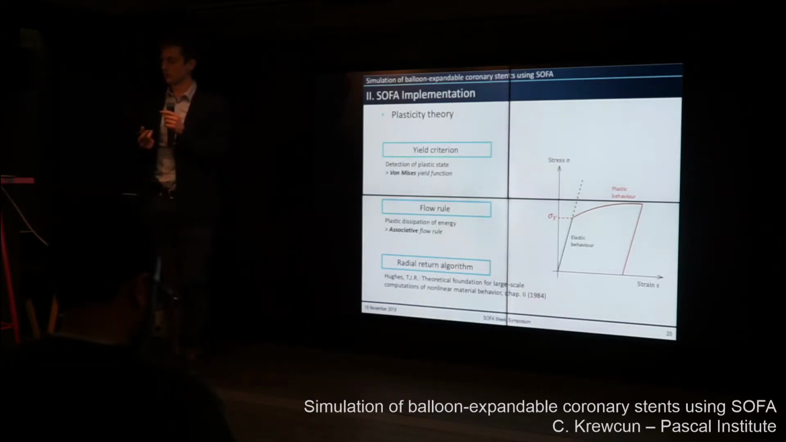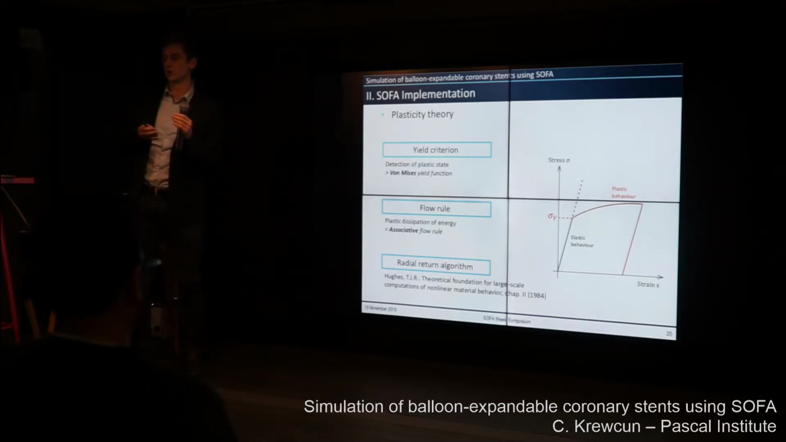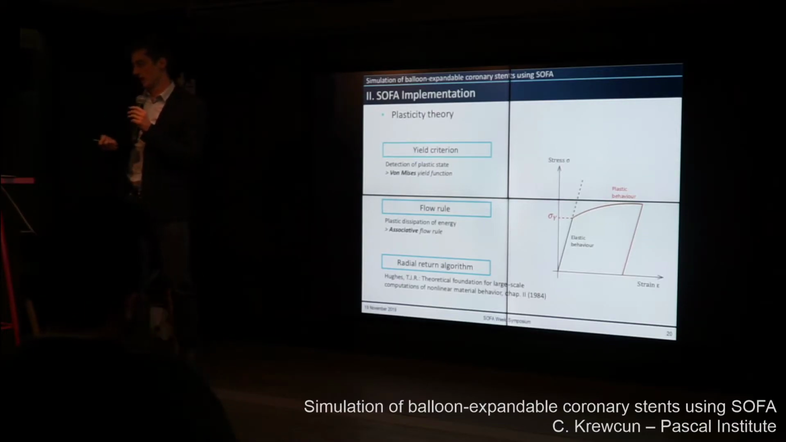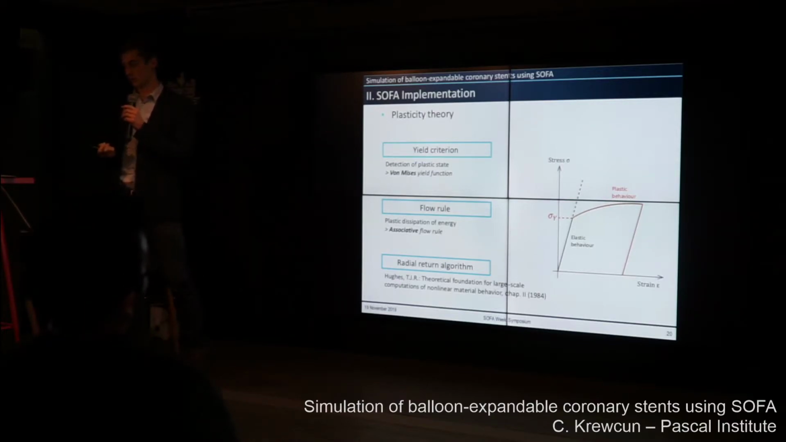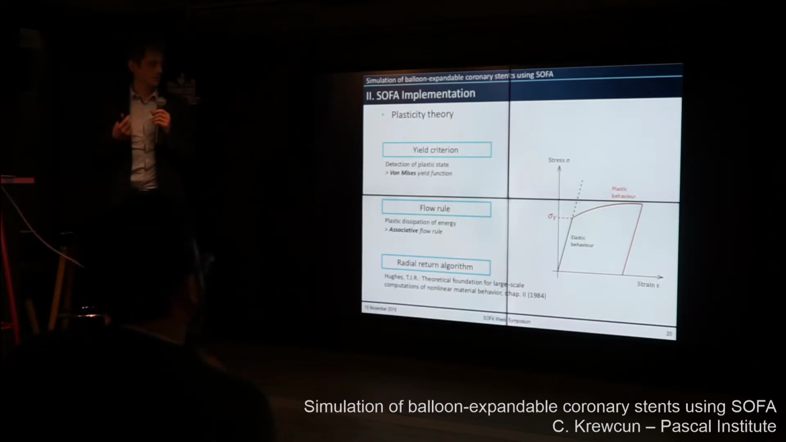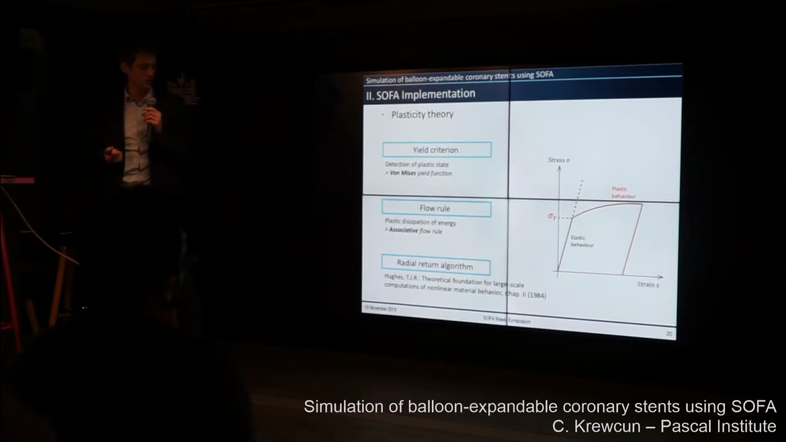The first one is a yield criterion. This is simply a function which tells us when the material switches from an elastic range to a plastic range. In our case, we use the von Mises yield function for that. The second one is how we can keep track of the plastic history, because as the deformation is permanent and the relation becomes nonlinear, we have to keep track of the history of deformation.